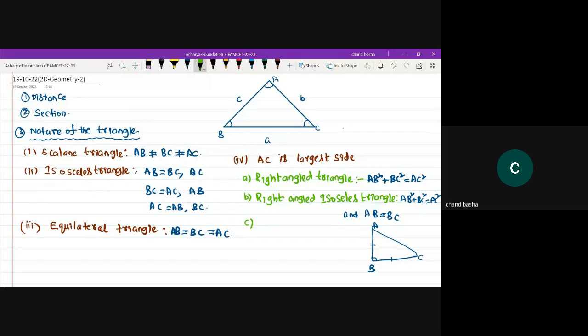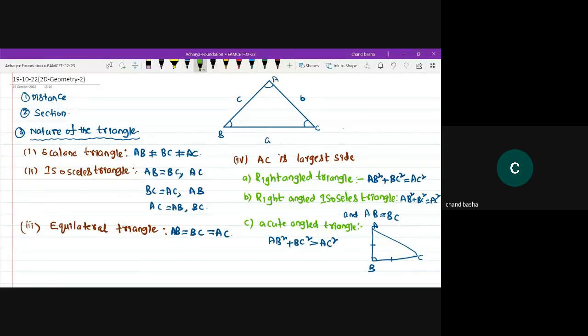The third point, point number 3, acute angled triangle. The acute angled triangle means the sum of the squares of the two sides, AB square plus BC square, is greater than AC square. We can call it an acute angled triangle.